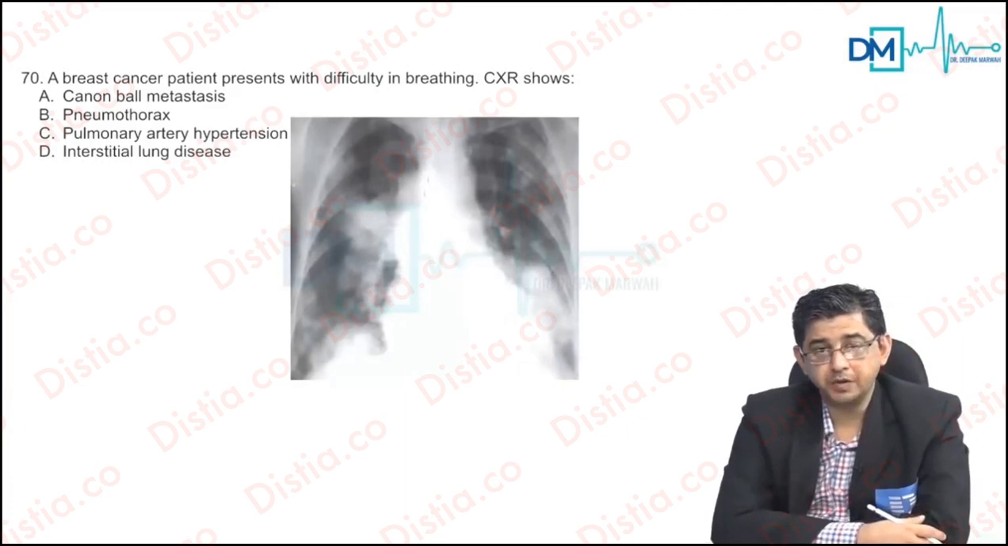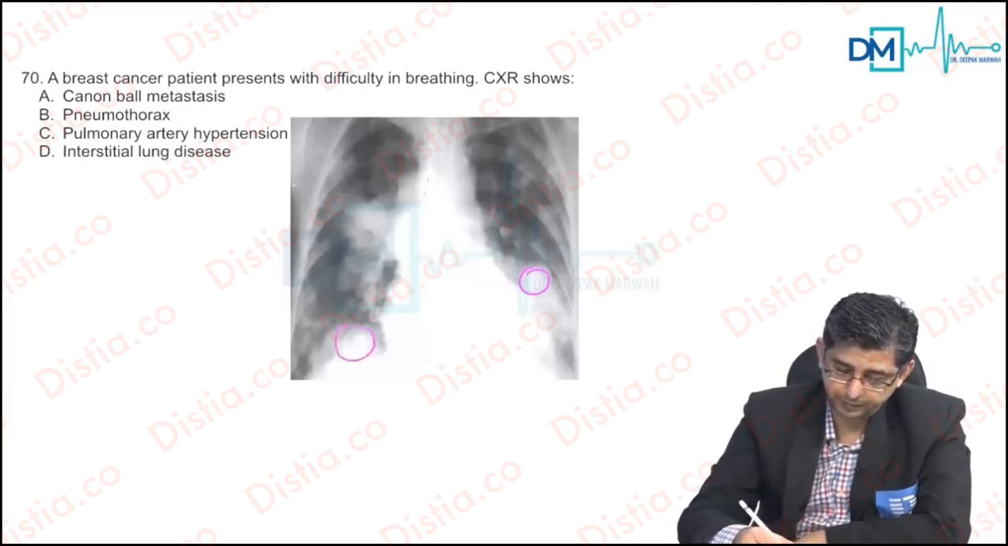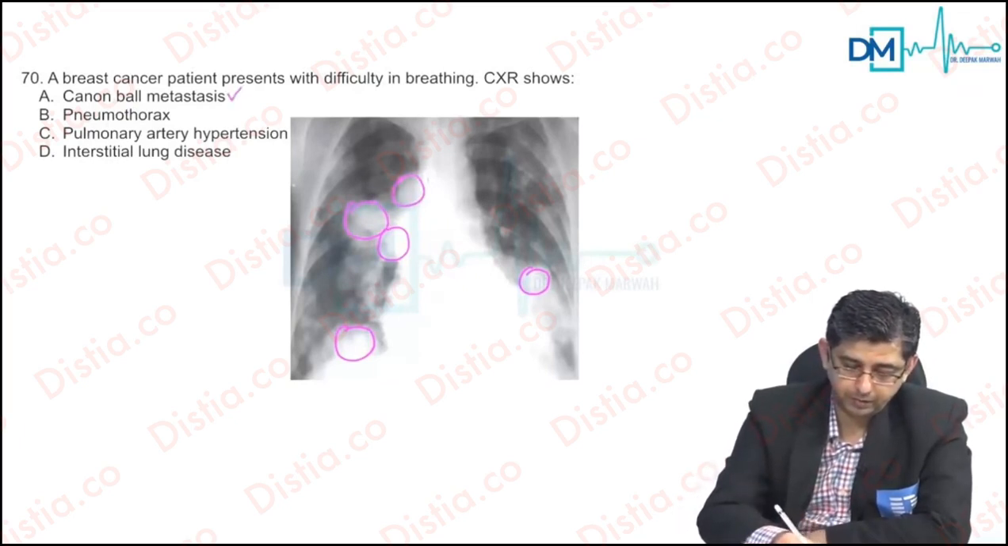A breast cancer patient presents with difficulty in breathing. The chest X-ray shows these huge, big circumscribed lesions. Huge ones everywhere. So these would be called cannonball mets.